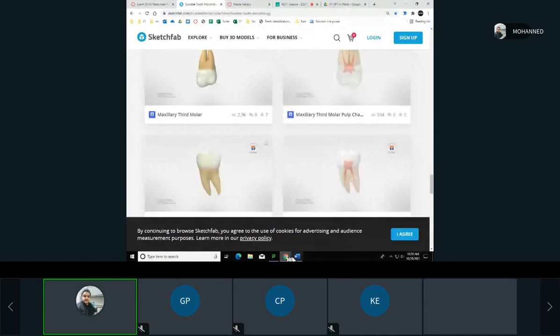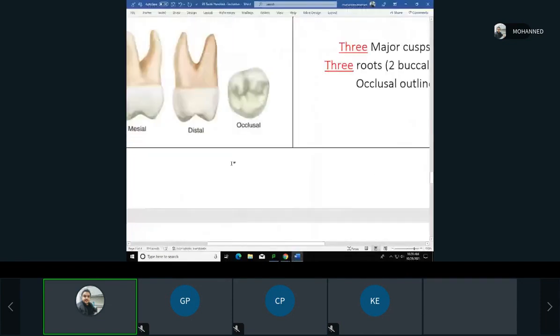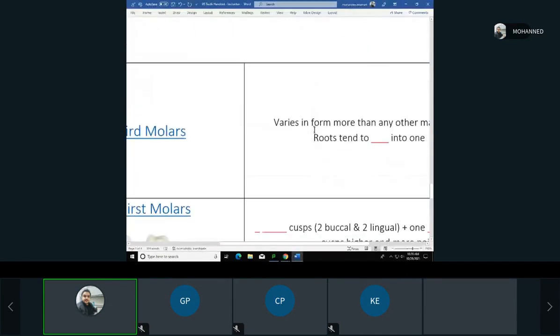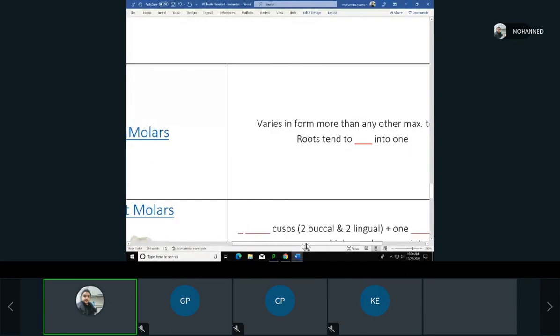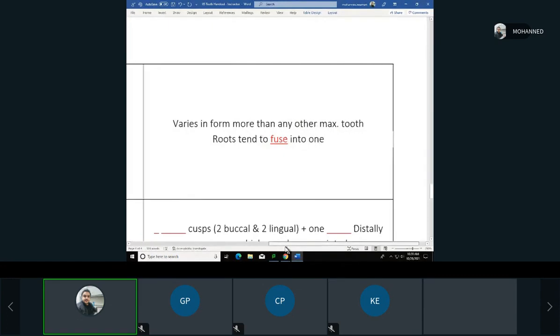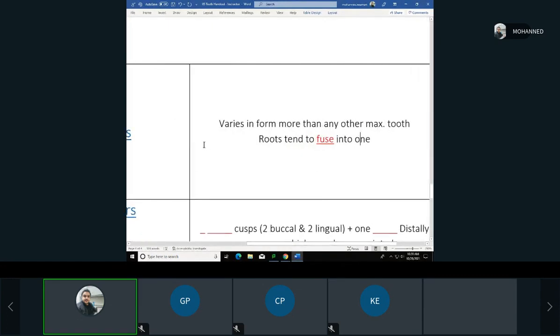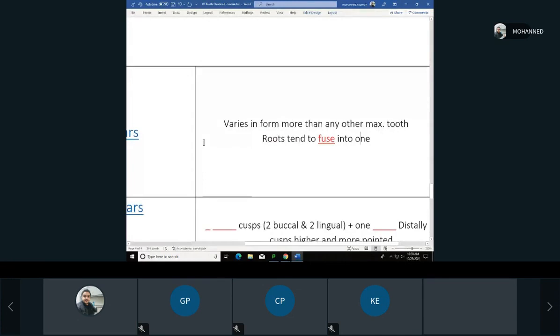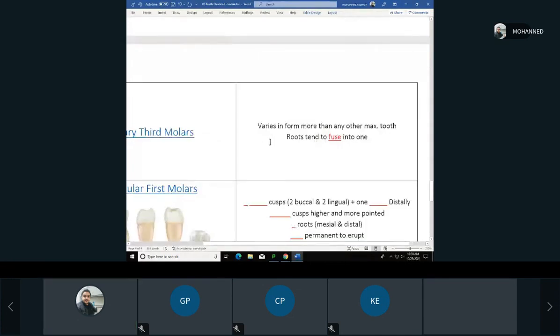What do we have? We have some general things about the third molars. So they vary in shape and form more than any other maxillary teeth. And the roots tend to fuse into one usually. That is technically for all third molars, even for the mandibular third molars.